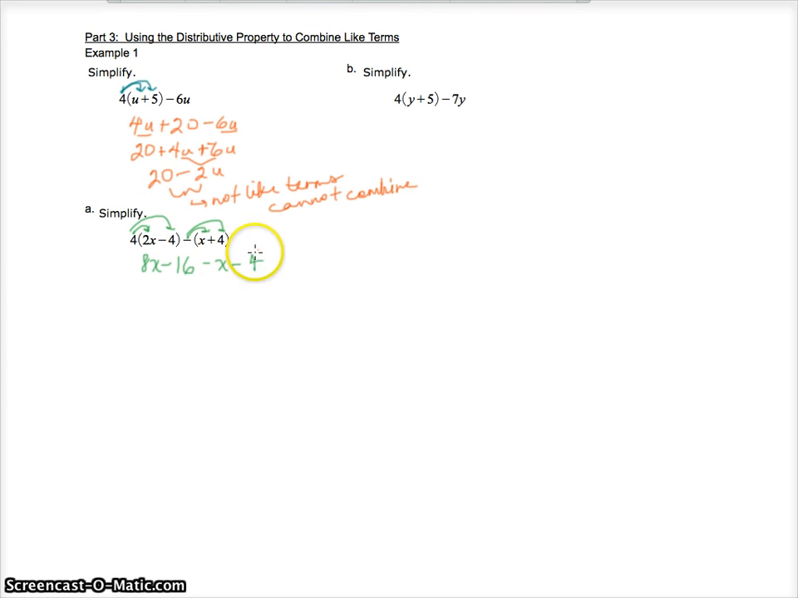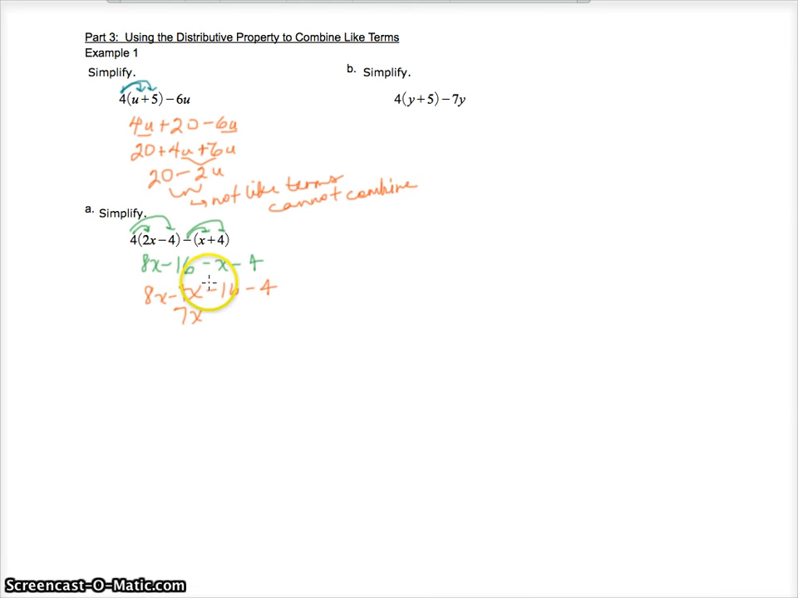So we can rearrange this so that all of our like terms are together. So I have 8x minus x, minus 16 minus 4. This part's going to get kind of tricky here in a second, so let's just do 8x minus x. This is 8x minus 1x because there's only one of them. 8 minus 1 is 7x.